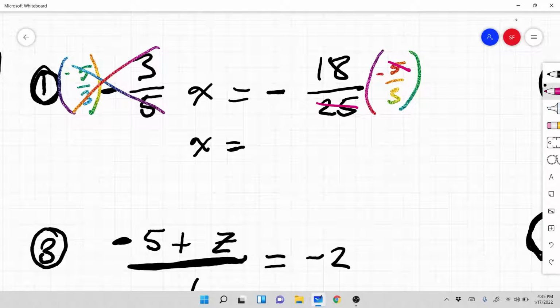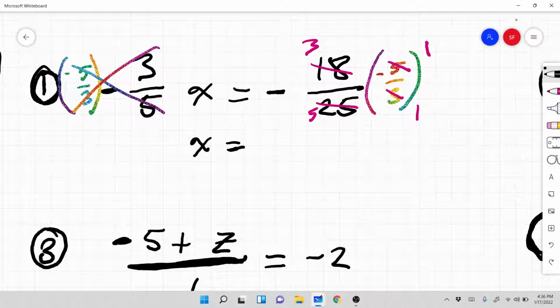5 divided by 5 is 1, right? 25 divided by 5 is 5. Now, in this diagonal, 3 goes into both of those. So 3 divided by 3 is 1. 18 divided by 3 is 6. That's really good there, because now we just have 3 times 1 equals 3, and 5 times 1 equals 5. Now, we have negative 18/25 times negative 5/3.